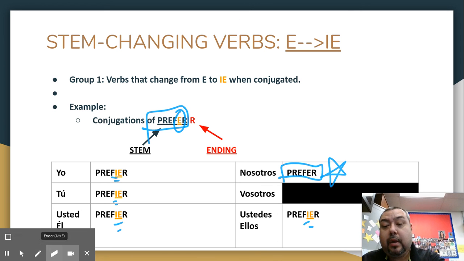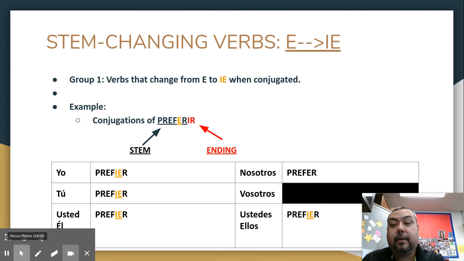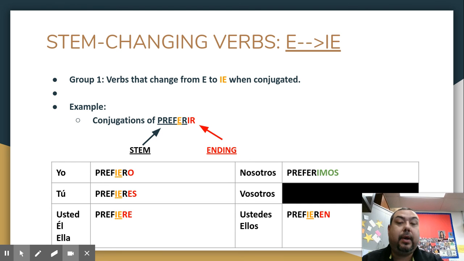Now, since this is an IR verb, all we need to do to finish the conjugation is add the endings that go with the IR ending verbs. And that's it. That's all you guys do to conjugate a stem changing verb. Now, make sure you guys take careful notes about this because on the next slide, I want to ask you to conjugate a few verbs that follow the exact same pattern where the E changes to IE. Now, before we move on, one more thing.